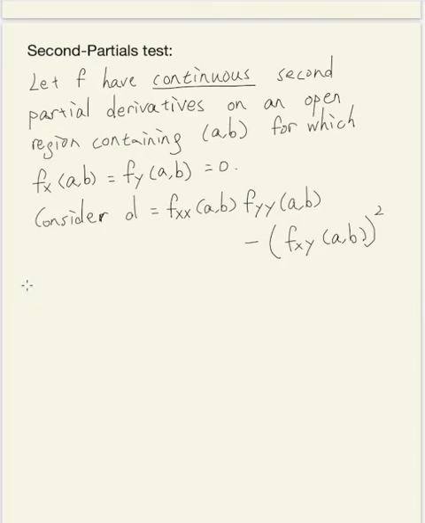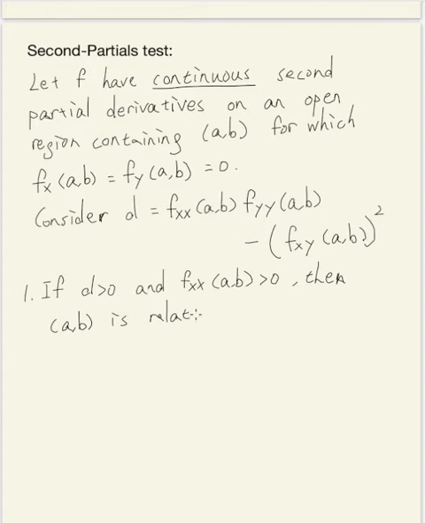All right, so the first scenario, if D is larger than 0 and fxx is larger than 0, then (a,b) is a relative minimum.